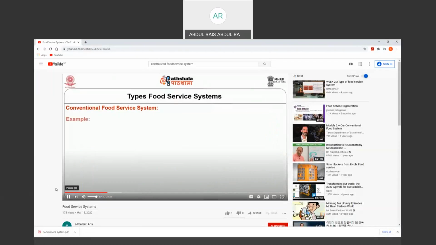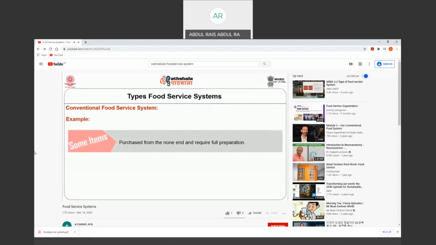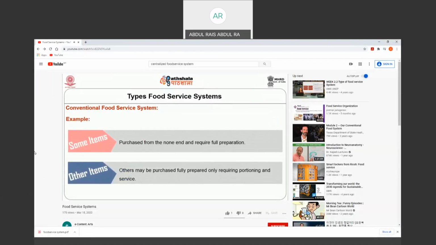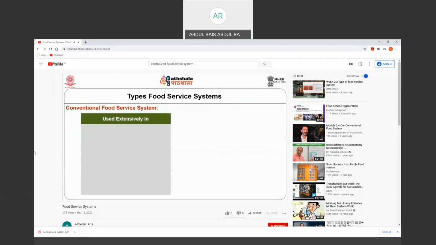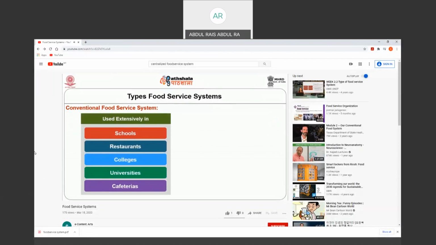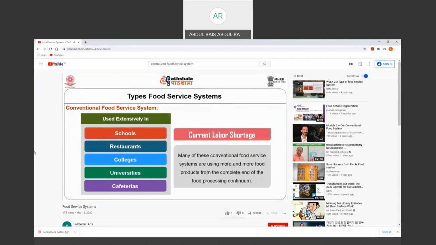For example, some items may be purchased from the none end and require full preparation, and other items may be purchased fully prepared, only requiring portioning and service. Conventional food service systems are used extensively in schools, restaurants, colleges, universities, and cafeterias. Because of the current labor shortage, many of these conventional food service systems are using more and more food products from the complete end of the food processing continuum.